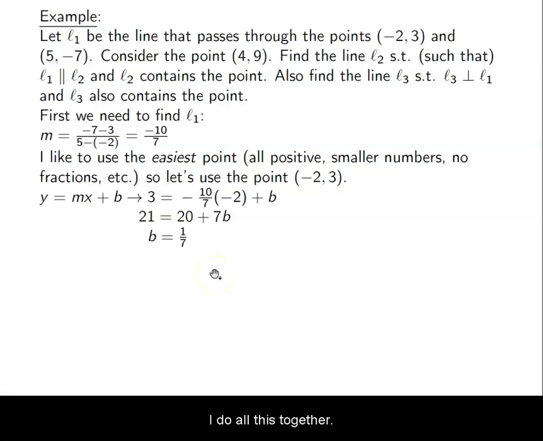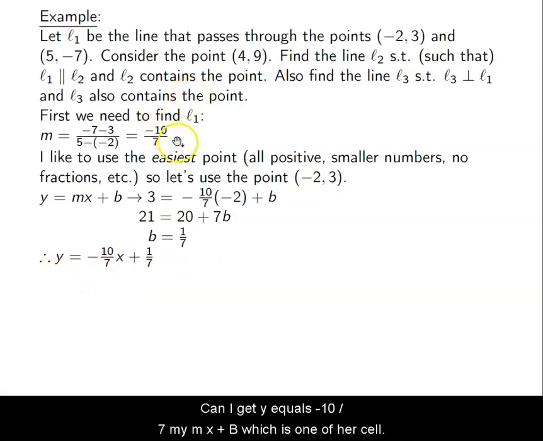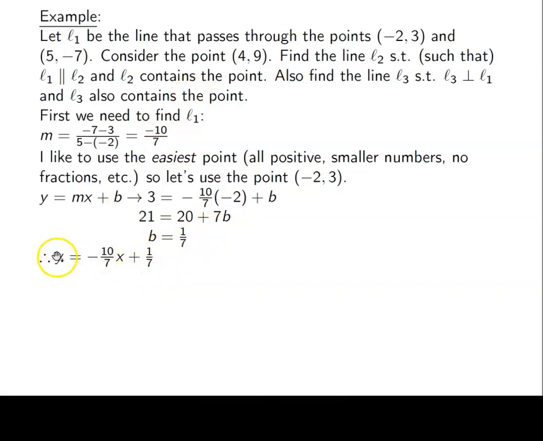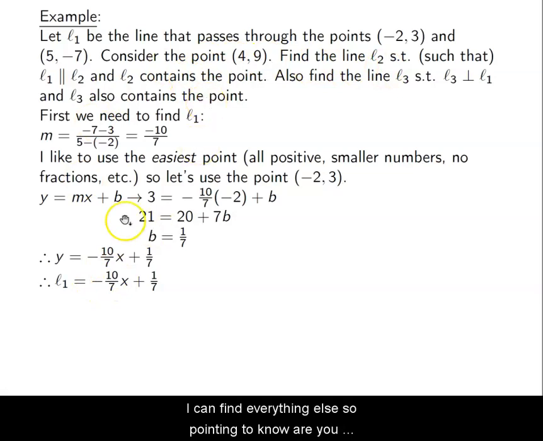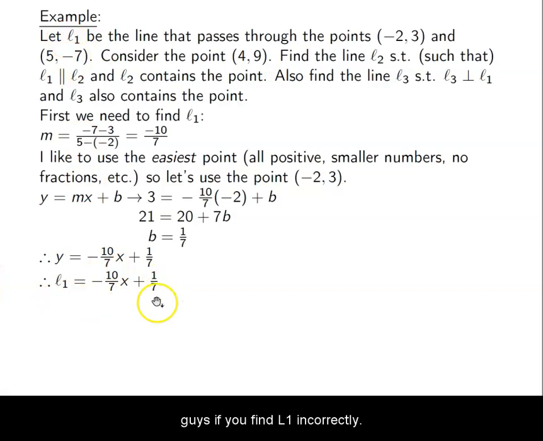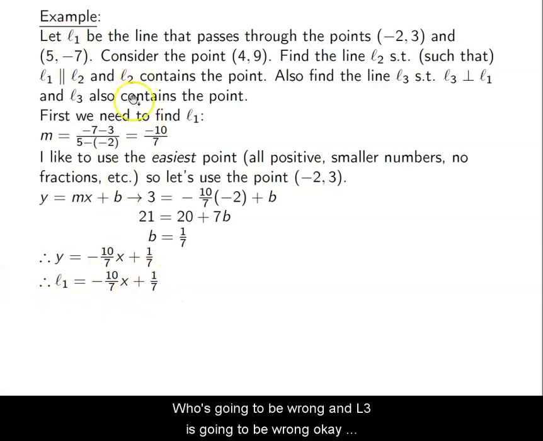Okay. I throw all this together, and I get y equals -10/7 x plus b, which is 1/7. Okay, but remember, we have several y's here, so we'll call it by its actual name, which is L1. So that's my L1. So now that I have L1, I can find everything else. Important thing to note here, you guys, if you find L1 incorrectly, then L2 is going to be wrong and L3 is going to be wrong. So you got to make sure you have the correct L1.